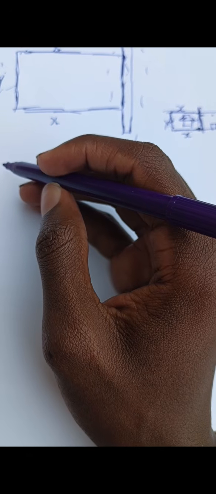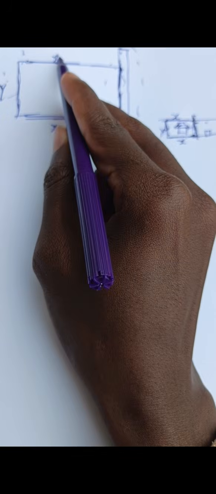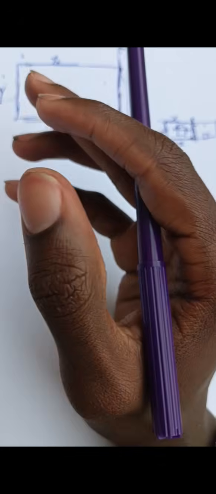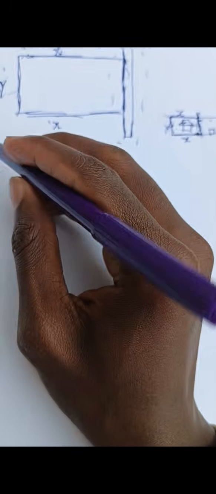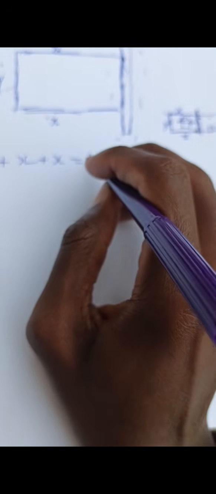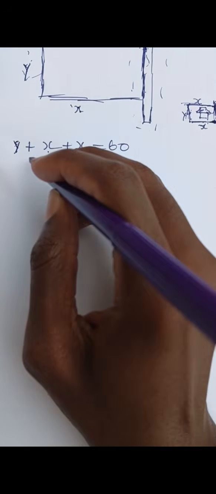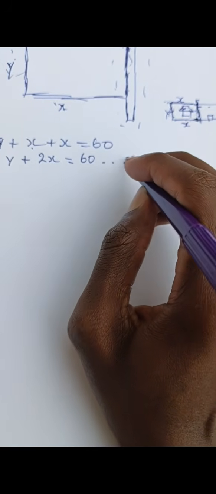Now they're saying that the total length of fencing available is given by 60 meters. So the lengths which are available are these, and they have given us the total length. In mathematics, this is what we call the perimeter. The perimeter is the total of all the lengths. They have said it is 60. So the sum of y plus x plus x should give us 60. So x plus x is going to be 2x. So take note of this equation.